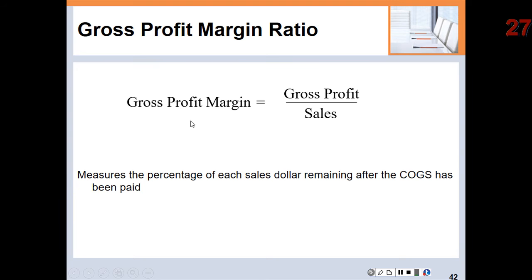The first one is gross profit margin. It's equal to gross profit divided by sales. So for our company for 2015, the gross profit is how much?